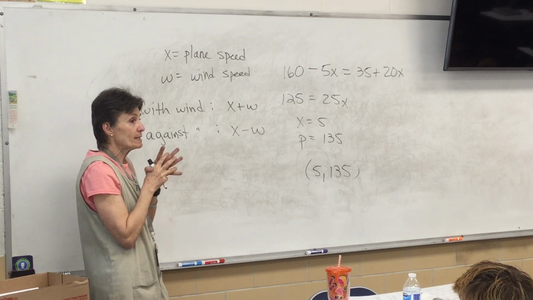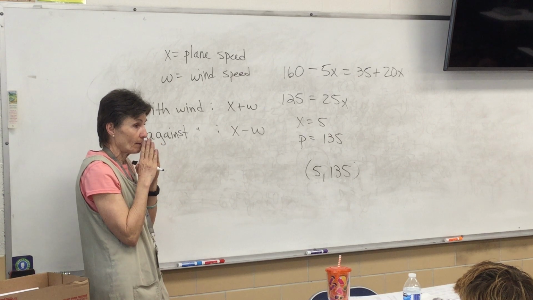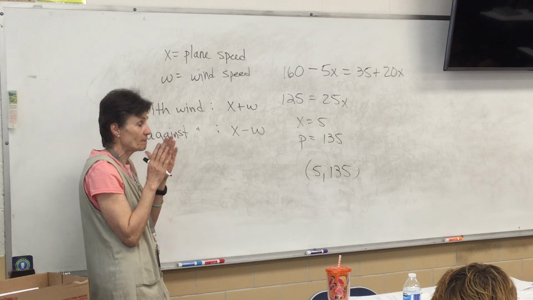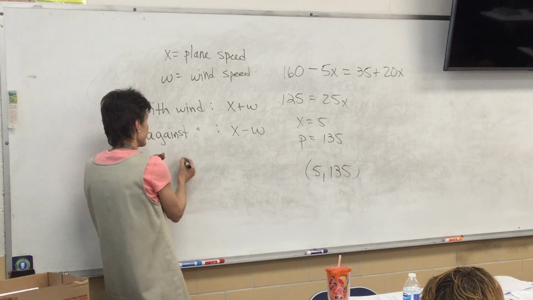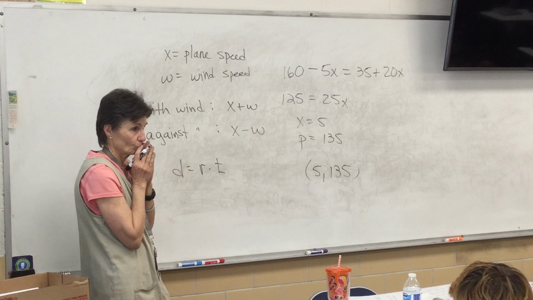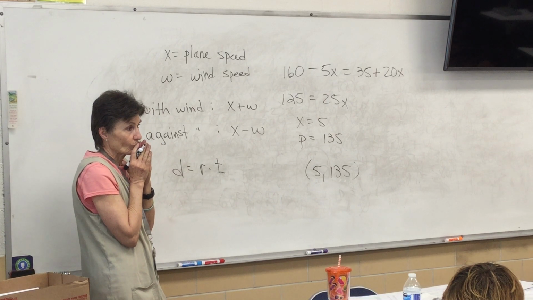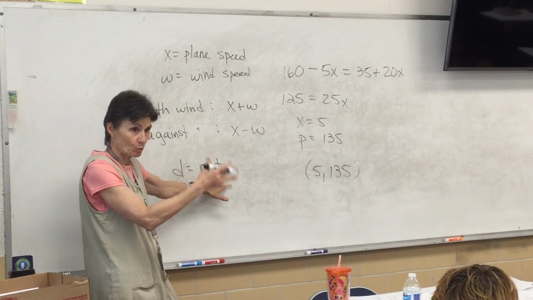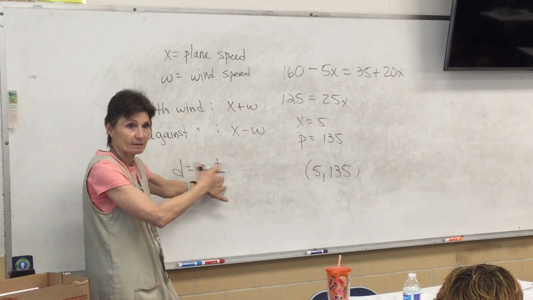Okay, so now we need to rely on a piece of knowledge that we learned a long time ago in first year algebra, way before. Distance equals rate times time. So if I'm going 10 miles an hour for 2 hours, I would go 20 miles, right? We know this concept.